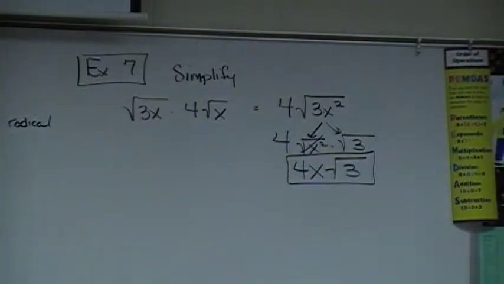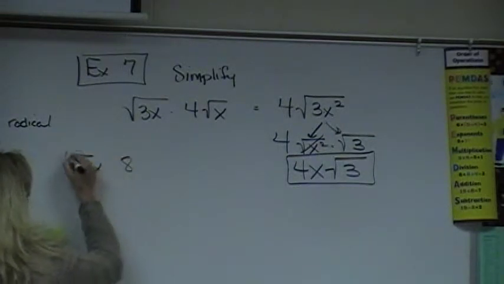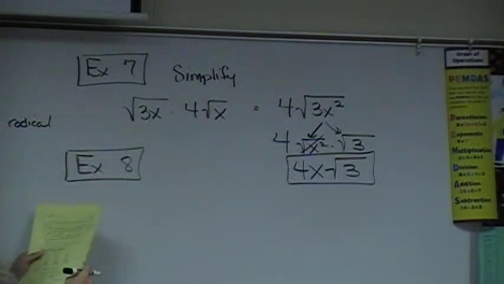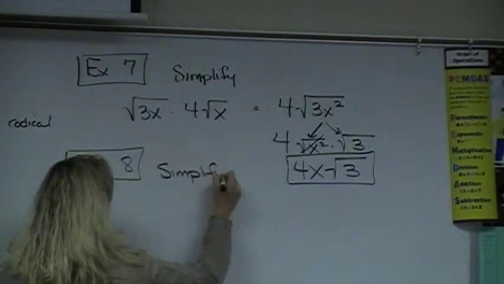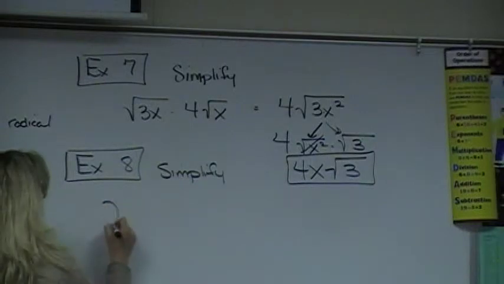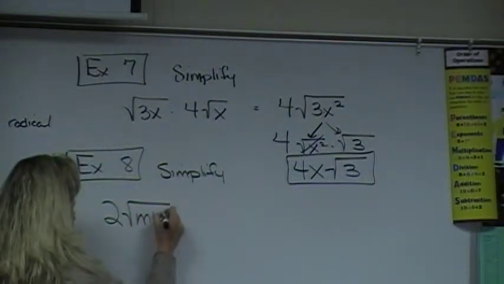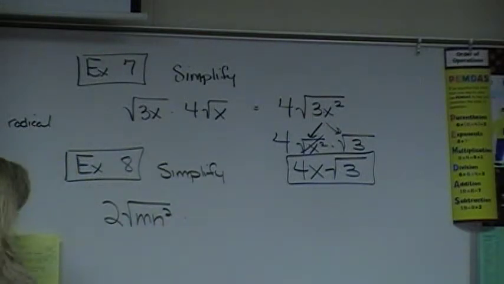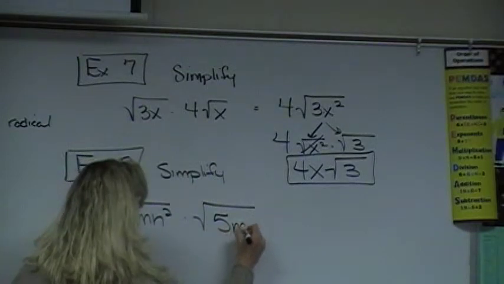So the same rule applies in terms of simplifying the radical, but you have to multiply them together first before you try to simplify. Let's do another one and see if we can get this one. I'll keep this to only 2 if you guys can get this one, okay? See if you can get this one. Simplify. Okay, how about 2 times the square root of mn squared times the square root of 5m squared.